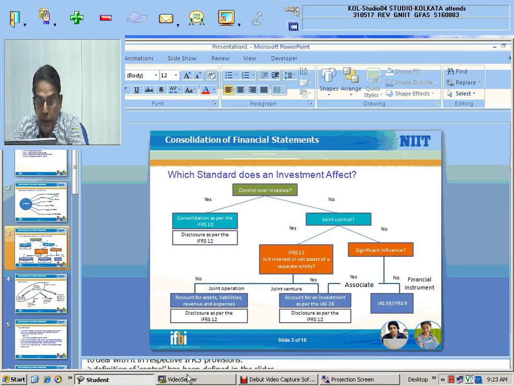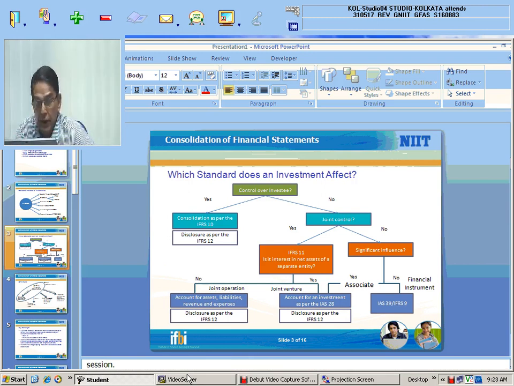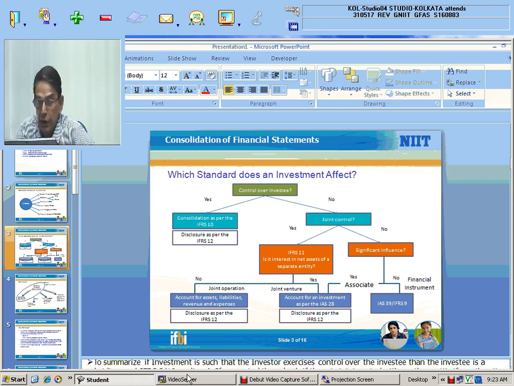Basically, to summarize, if the investment is such that the investor exercises control over the investee, then the investee is a subsidiary, and IFRS 3 or IFRS 10 applies. If there is no control, then check if there is joint control with another entity. If yes, then it is either a joint operation or a joint venture. If joint control is in the operations of a separate entity, then it is a joint venture, which has to be accounted for under IAS 28 using the equity method, which we will discuss subsequently.